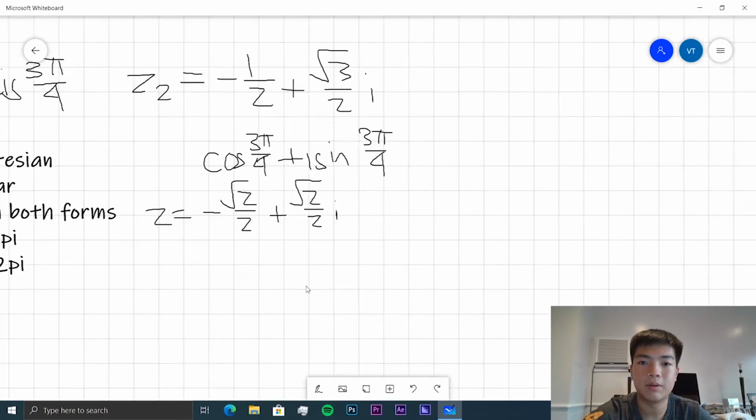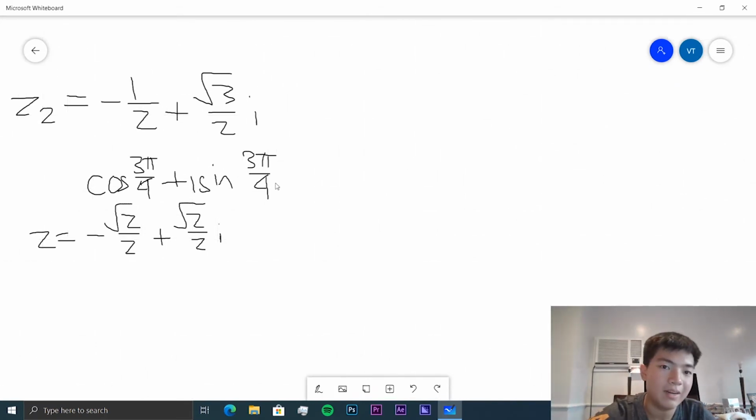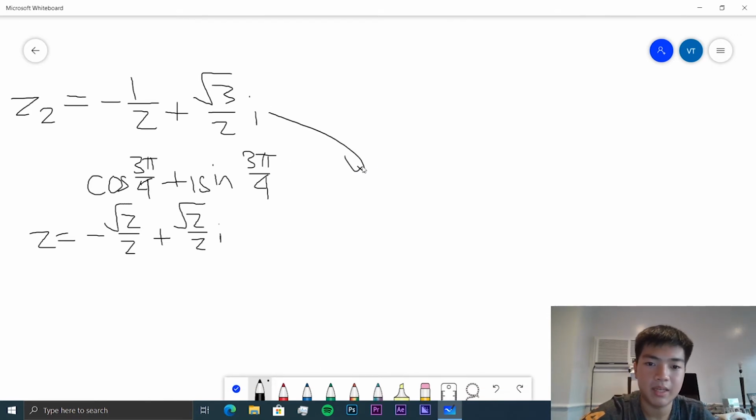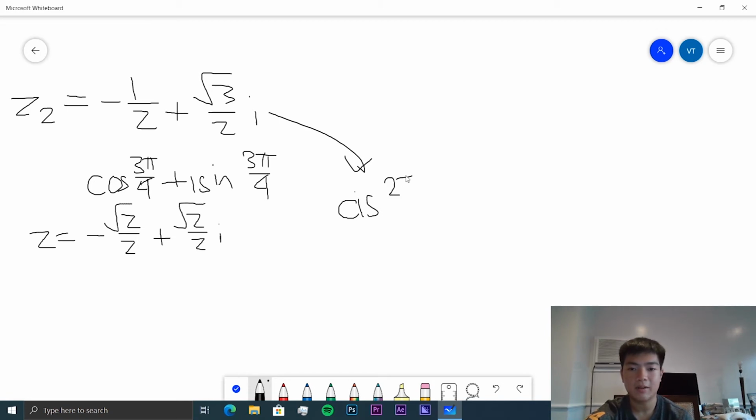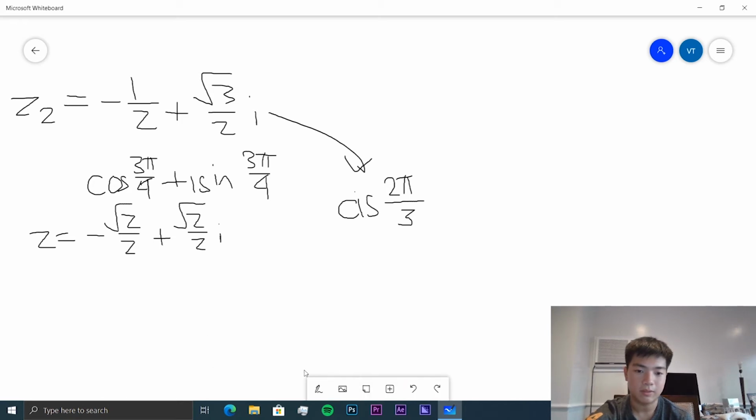Next, z2 in polar form. What do we have? -1/2 plus 3 square root 3 over 2 i. And it should be fairly obvious that this is equal to CIS 2 pi over 3, since cosine 2 pi over 3 is equal to -1/2, and sine 2 pi over 3 is equal to square root 3 over 2.